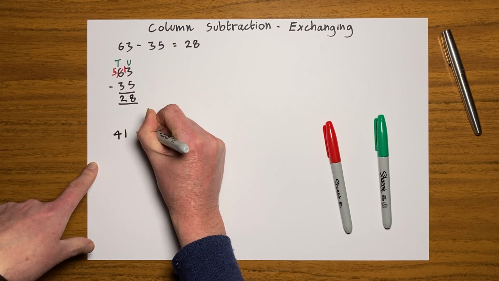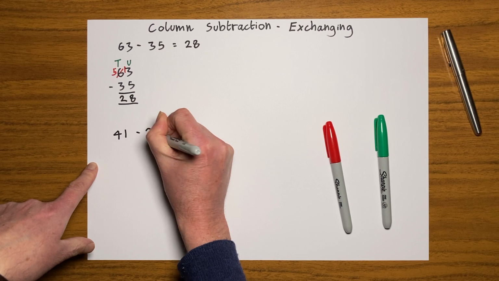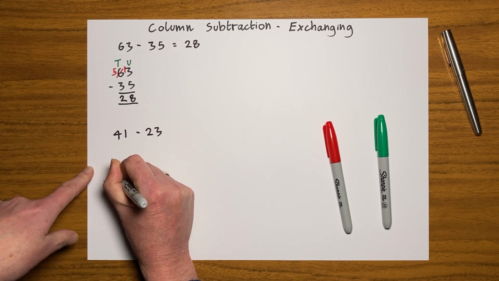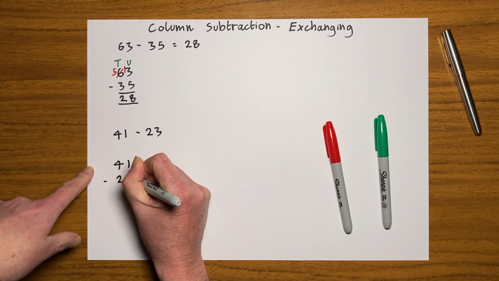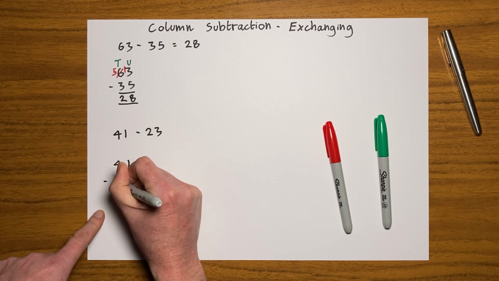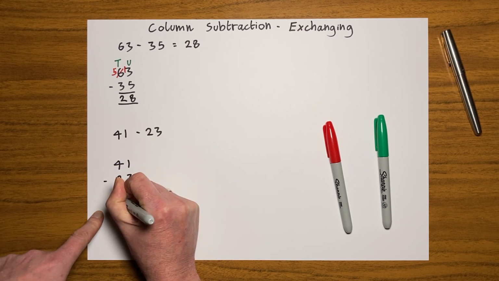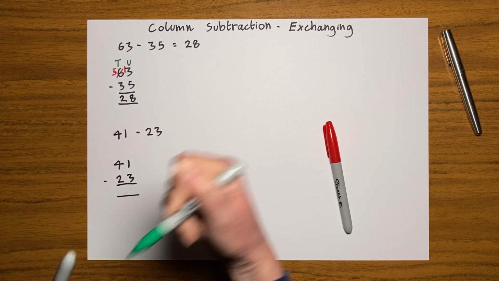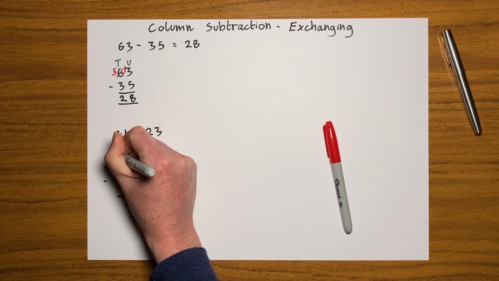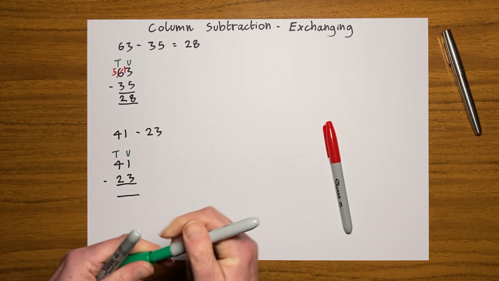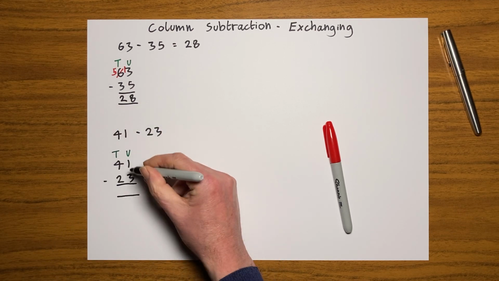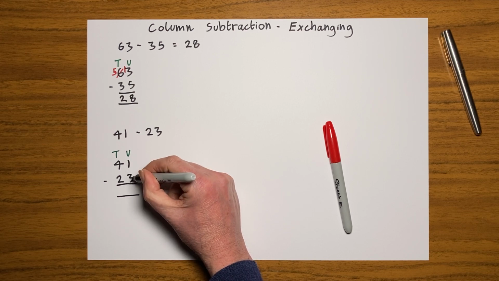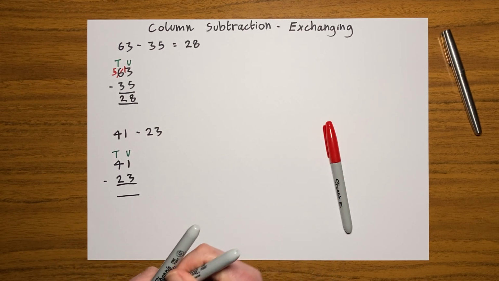41 take away 23. So we set it out neatly. It's really important to set this out nice and neatly in squared paper. Get your lines nice and neat for the answer and keep your place value columns. That's really important. Units here, tens here. Now I've got the same problem. I can't do 1 take away 3 because I've only got 1. How can I take 3 away from it?